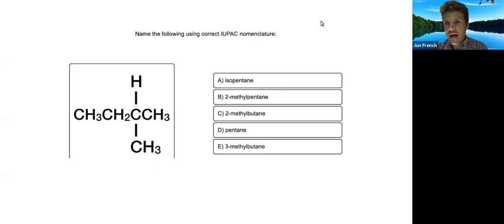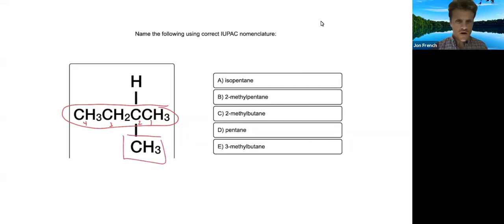You can have those IUPAC rules and those tables handy with you when you're working on this, because it helps to have them there as a reference. So taking a look at this first one here: identify the longest continuous carbon chain. We want to count that chain so that we have the branch with the lowest number possible. So 1, 2, 3, and 4. That puts the branch on the second carbon if we count from the right.